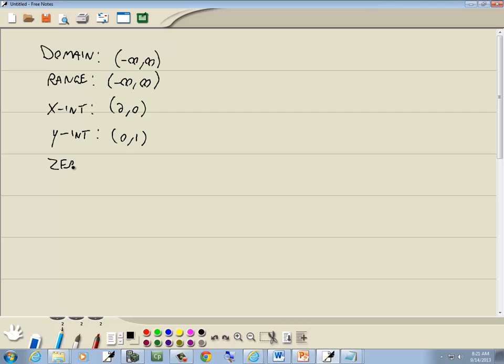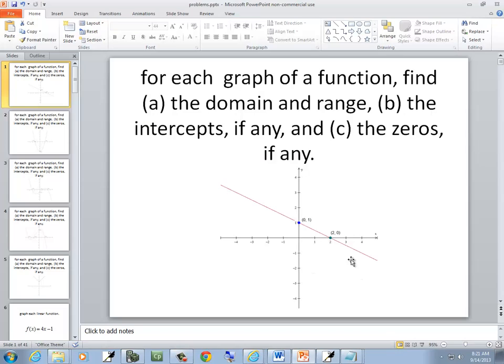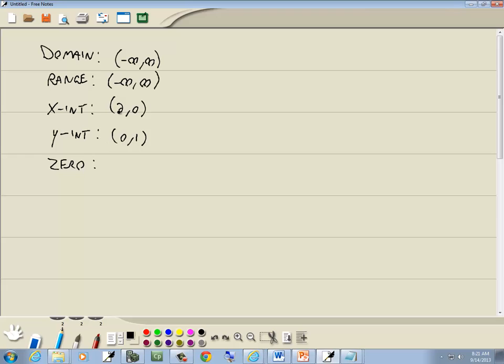Now our zero, or zeros, depending upon if we have more than one, that's our x value where the graph crosses or touches the x-axis, which we just said was at 2. Now this is written differently. It's the same idea as the x-intercept, but down here we write x is equal to 2. And those would be our answers.